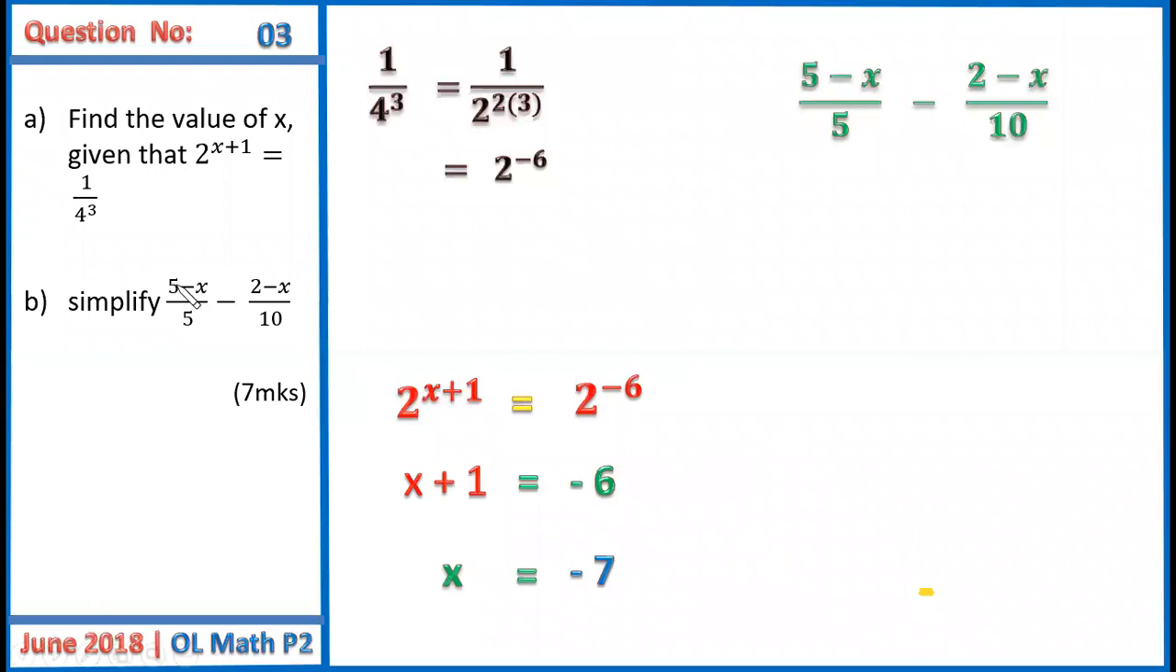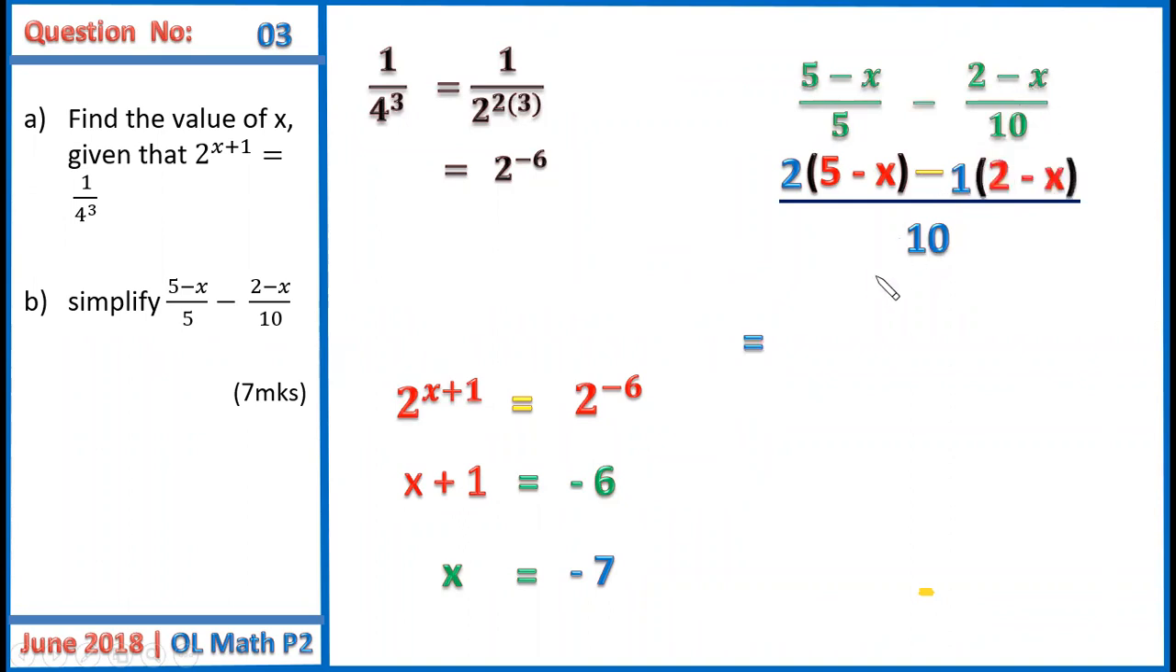The second one, you have 5 minus x on 5, minus 2 minus x on 10. We should simplify this. So to simplify this, you have to look for the LCM. The LCM of 5 and 10 is 10. 10 divided by 5 is 2. 2 times all of what you have here, so you have to put brackets. Now, 10 divided by 10 is 1. So minus 1 into 2 minus x.